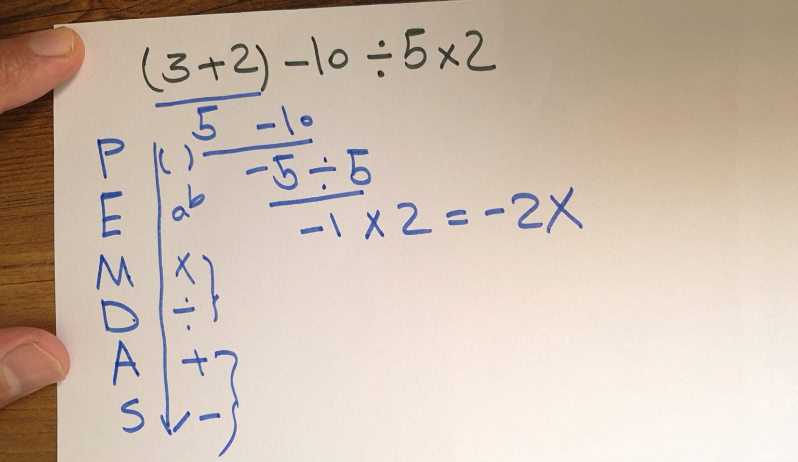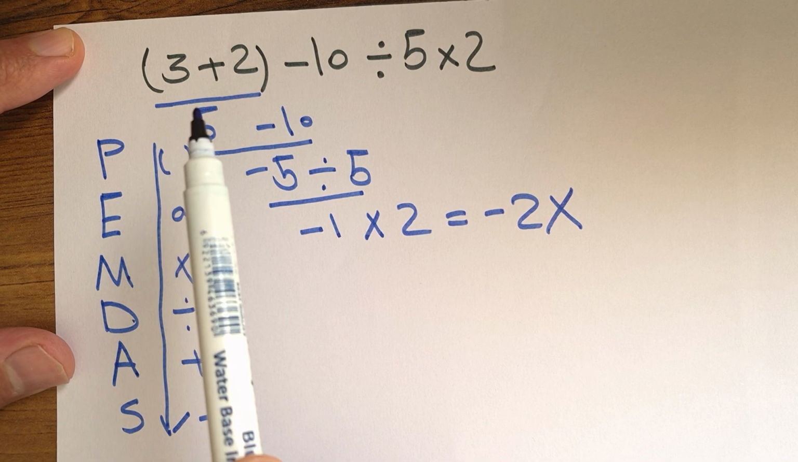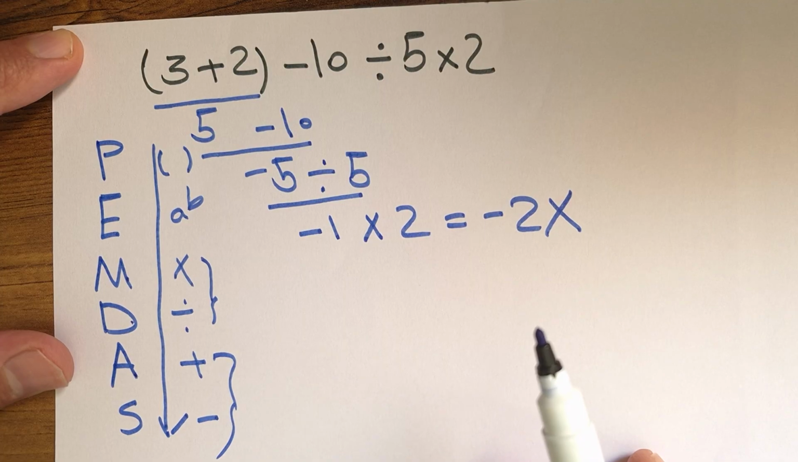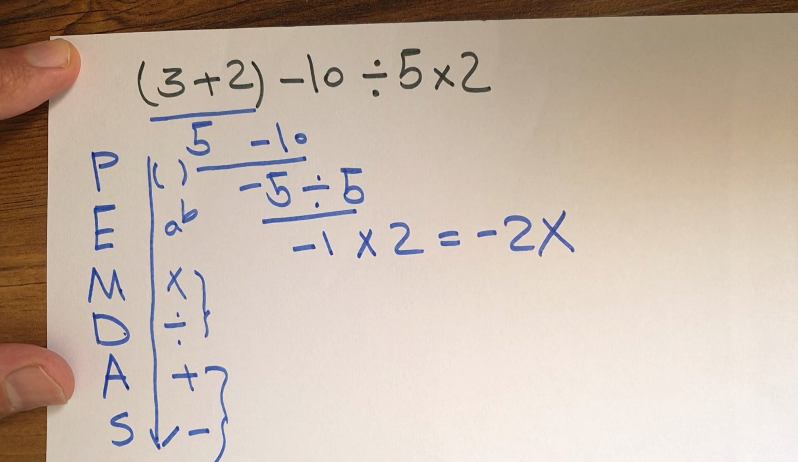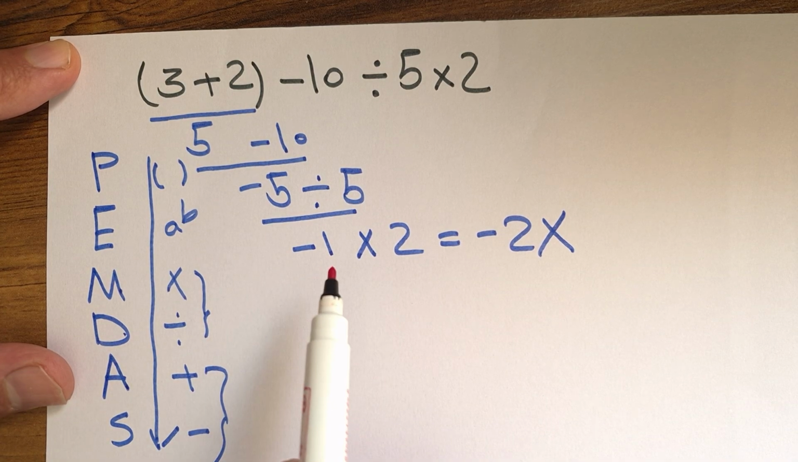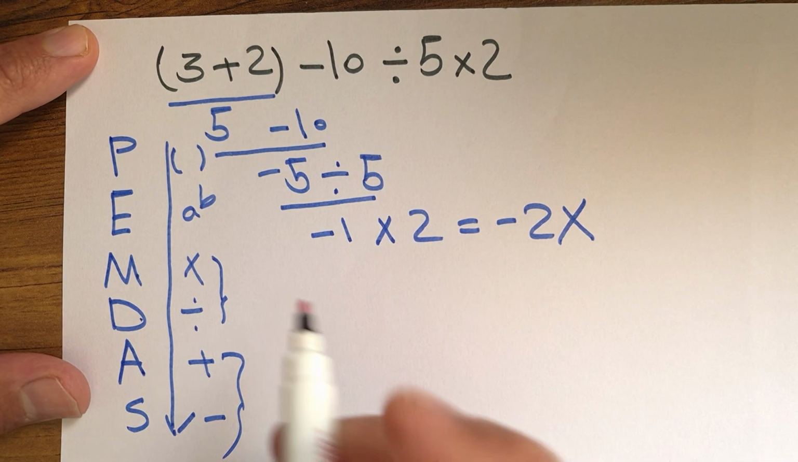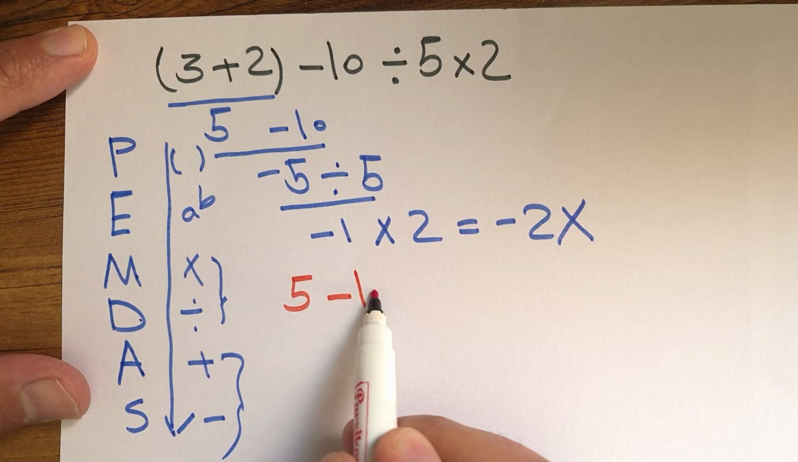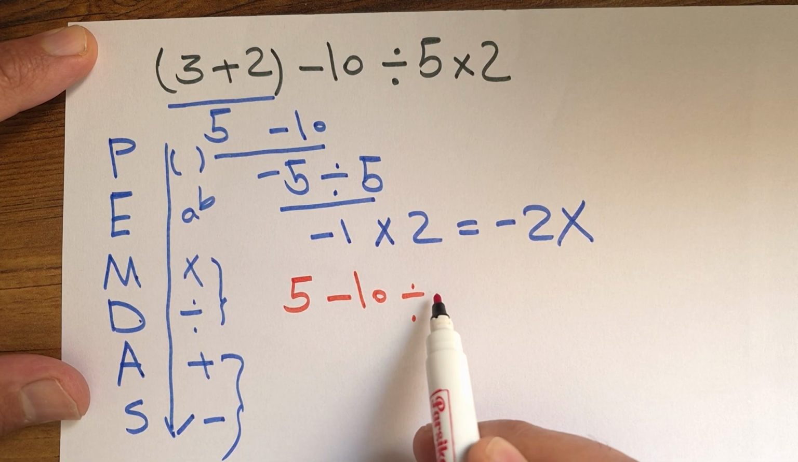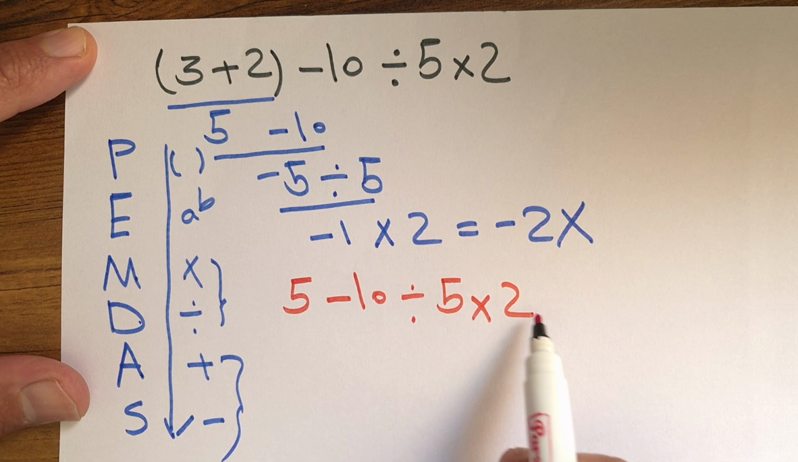First come, first served. So you should search for parentheses. If you have any parentheses, do them first. In our original expression, we had a parenthesis. So we should get rid of the parentheses and calculate what's inside it first. So 3 plus 2 is 5, okay? Then let me write it down again. So 5 minus 10 divided by 5 times 2.